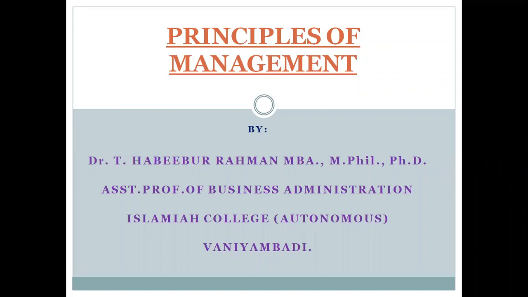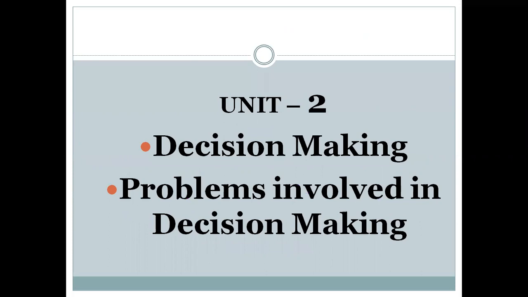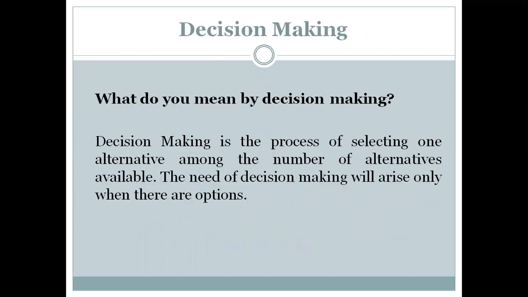Guys, today I would like to give a lecture on our important subject, that is principles of management: decision making and the problems involved in decision making. First, see what is decision making. Already in the last video itself, I have explained. Decision making is the process of selecting one alternative among the number of alternatives available. The need of decision making will arise only when there are options.